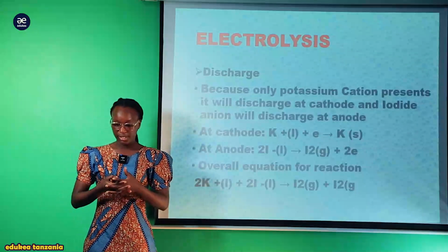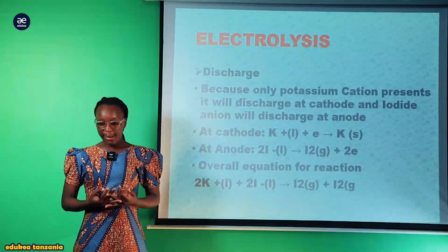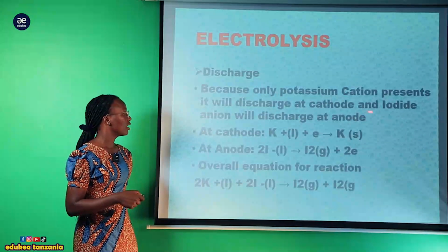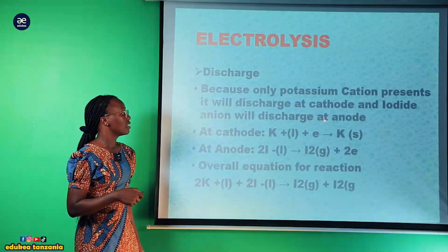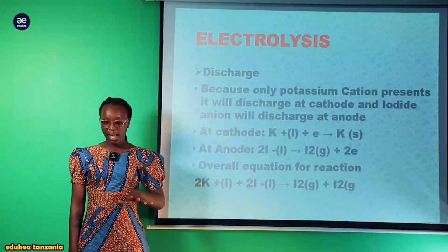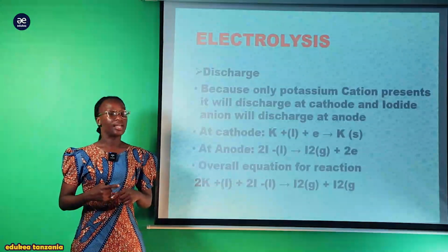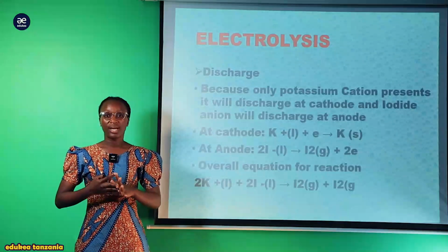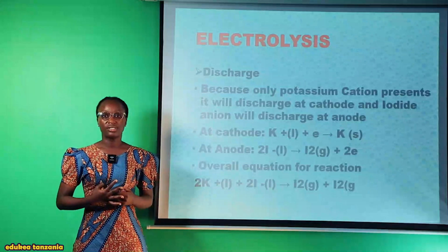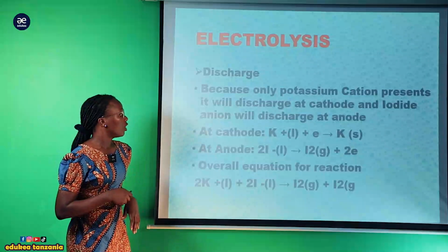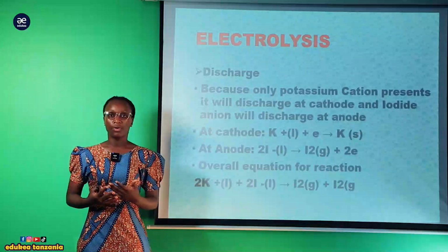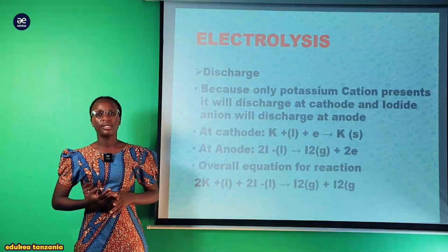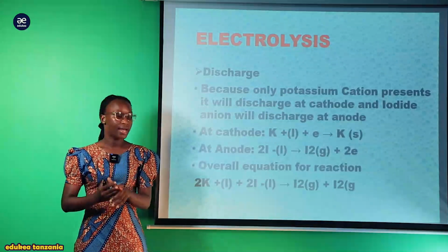Now let us see the concept of discharge. Because only potassium cation is present, it will discharge at the cathode and the iodide ion will discharge at the anode. Kwa sababu hii yenyewe tunaangalia ni only the electrolysis of potassium iodide, yenyewe haitokei kulingana na dependence of electrodes, other electrodes. So kwa sababu hizi ndio component ambazo zipo, the potassium atakuwa discharged at the cathode and the iodide negative charge atakuwa discharged at the anode.